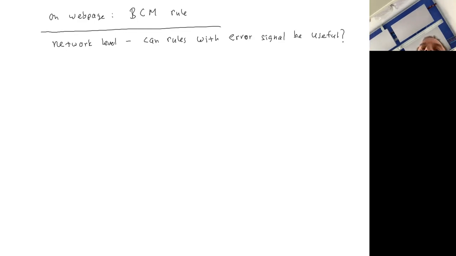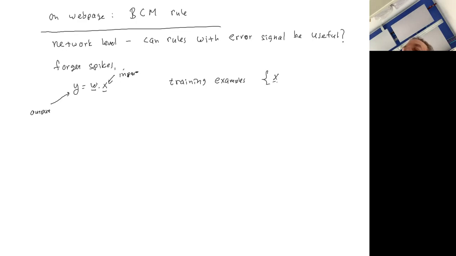We're going to use a really simple model, forget spikes. We're going to have a model y equals w dot x. So this is the input and this is the output. It could be the output of a single neuron, it could be the output of lots of neurons, it doesn't matter. We'll keep it very abstract. And we have training examples x mu, y mu, where mu equals 1 to lots of training examples. In fact, I'm going to let T go to infinity.